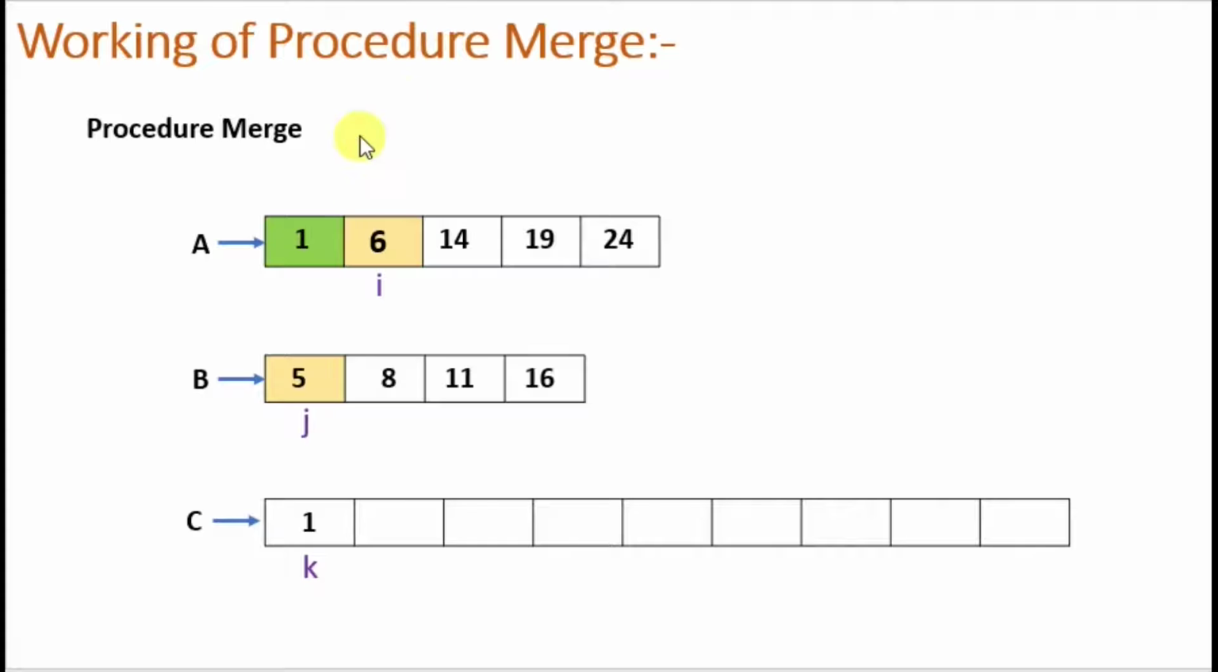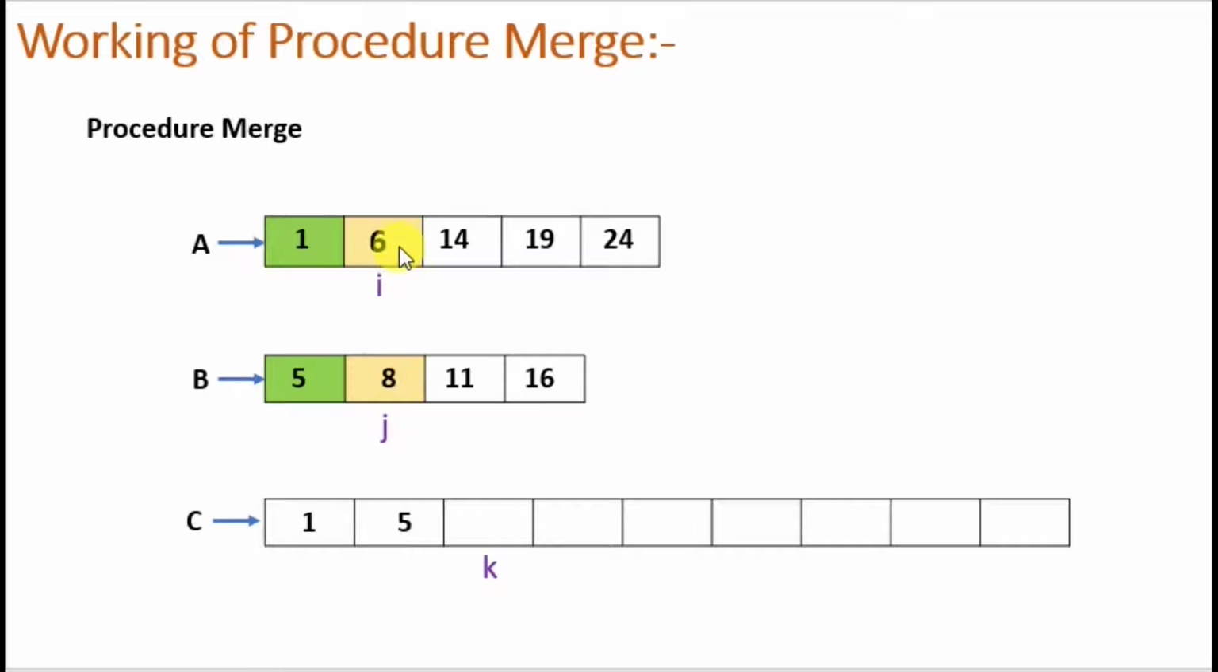Now we will compare 6 with 5. So B of J is less, so we will copy 5 into C and increment J accordingly. I have copied 5 because it was less than 6, so I have copied 5 from B to C and incremented J as well. And whenever we copy any element from these two arrays to C, after that we will increment K as well. Now we will compare 6 and 8.